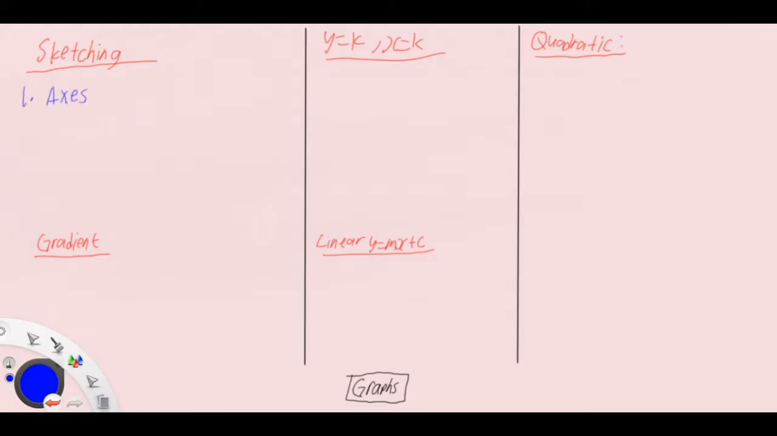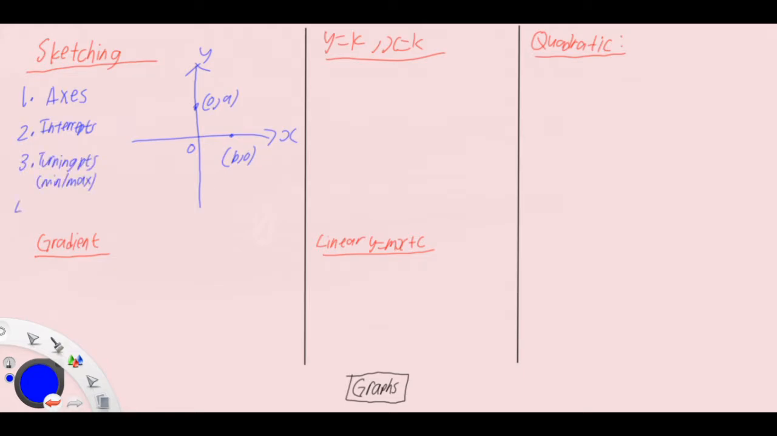We start with the basics of graph sketching. We start with the axes, horizontal and vertical, usually x and y, and don't forget your origin. Your intercepts, label them as x and y intercepts. Then turning points, especially for a quadratic graph: minimum, maximum, or stationary points of inflection, label them as well.